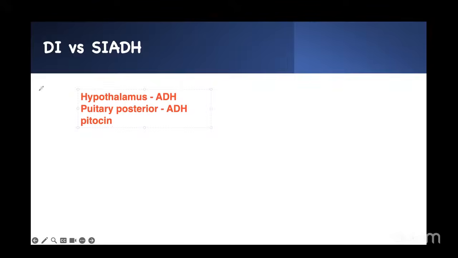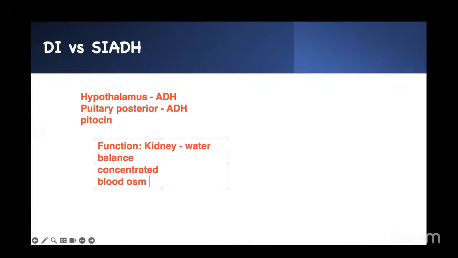First of all, what is the function? What does it do? The function of this hormone, antidiuretic hormone, is that it comes from your brain and goes to your kidney and tells your kidney, hey, I need you to reabsorb some water. So all it does is water balance. That is its function. That is the key. Water balance is going to concentrate your urine so that you don't have diluted urine, and it keeps your blood osmolarity normal as much as possible.